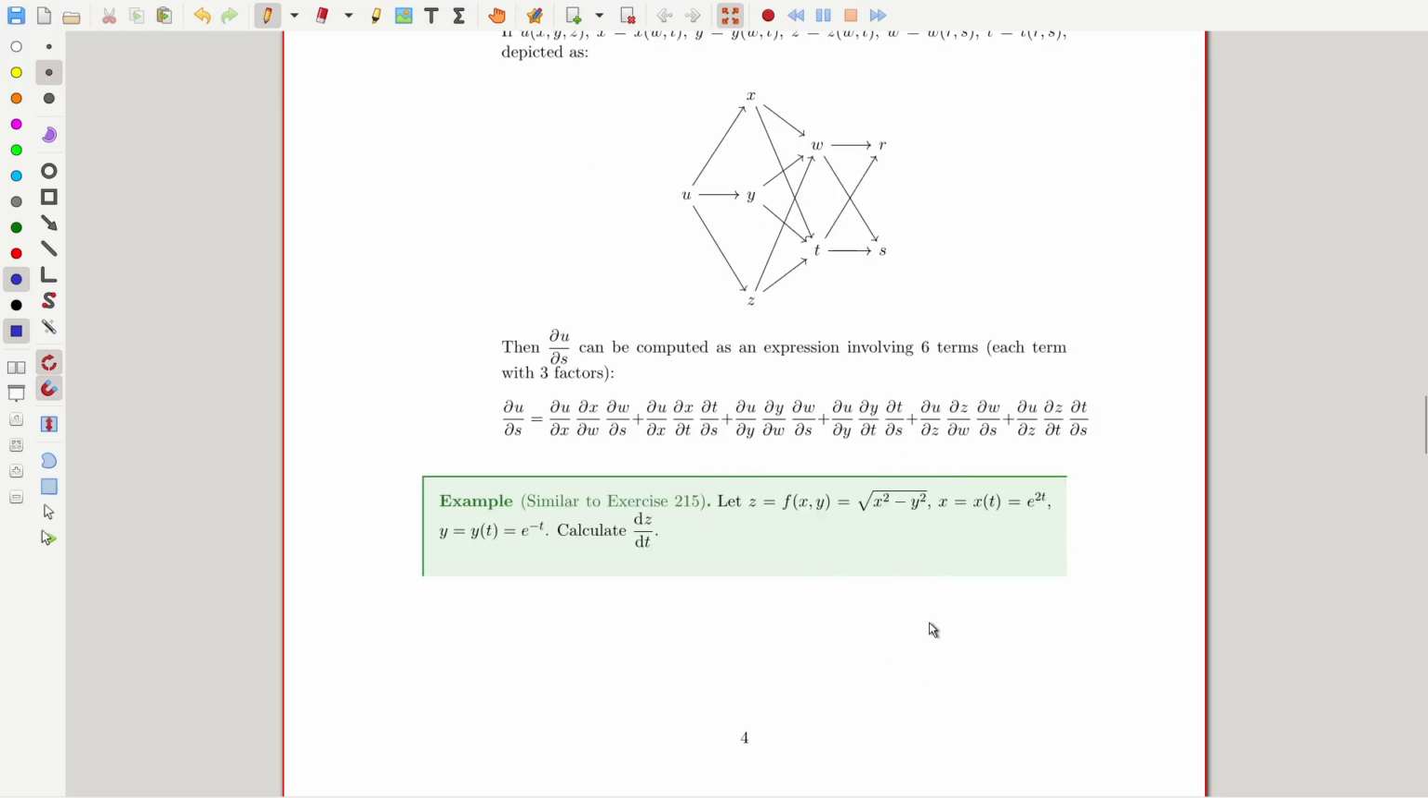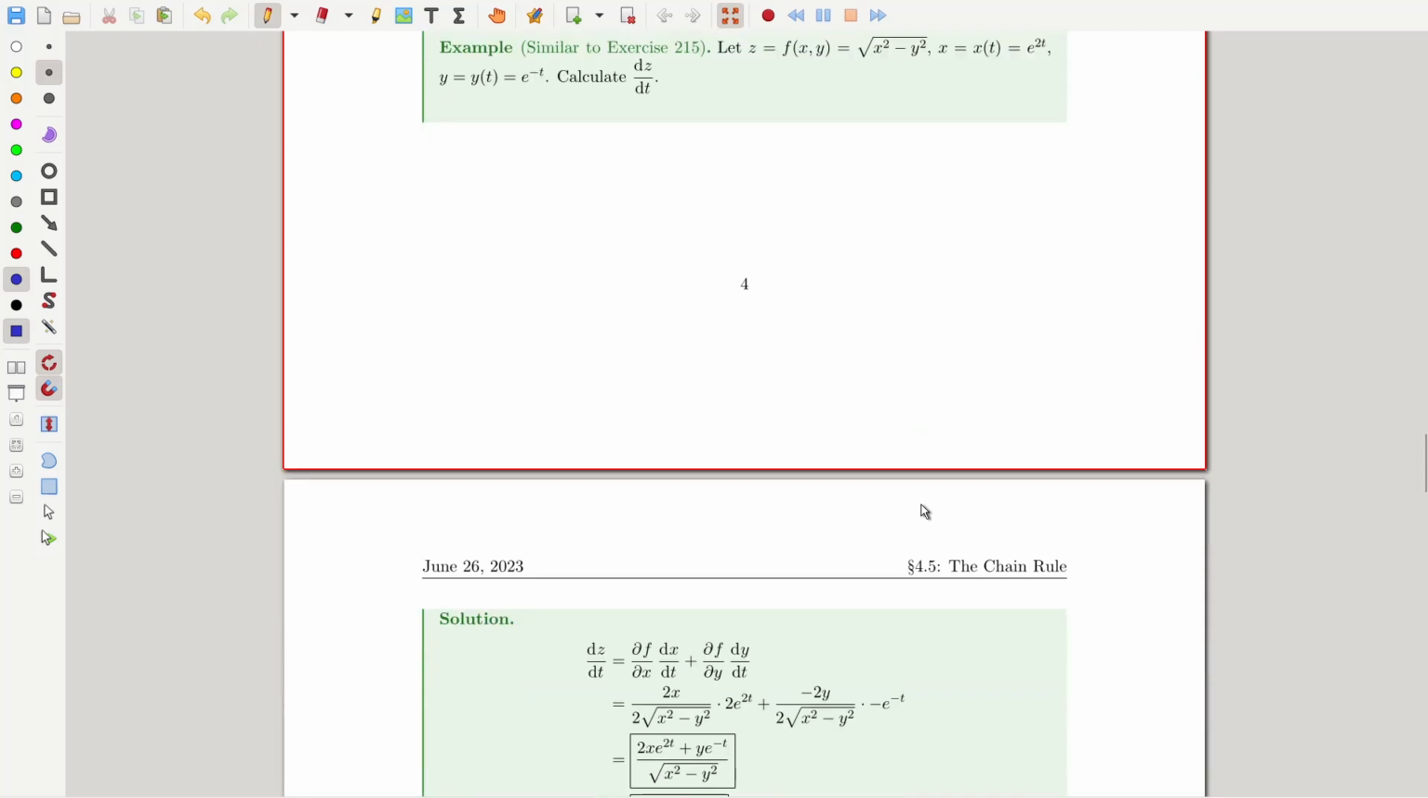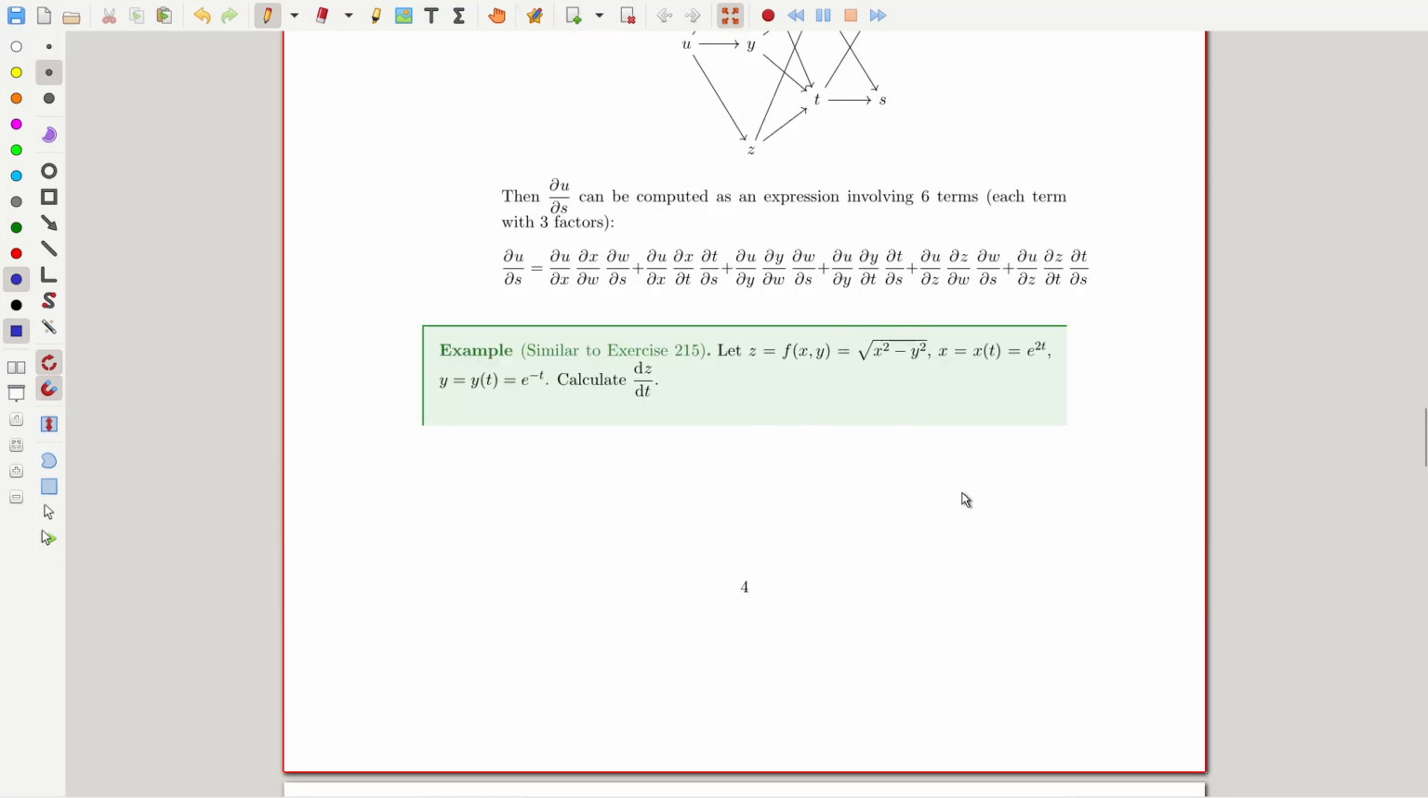Now let's see an example. So I wrote down 2 examples, one that is slightly easier, one that is slightly more complicated, similar to your homework exercises. So in this one, we have that the function f is a function of two variables, and then the variables x and y are functions of one variable, the variable t. And you're asked to calculate dz dt.